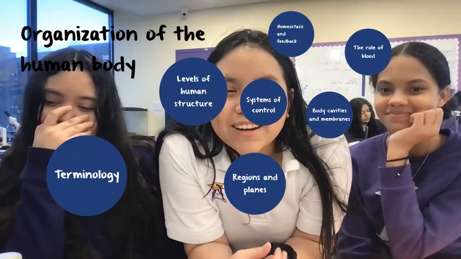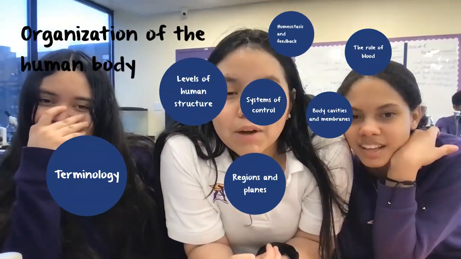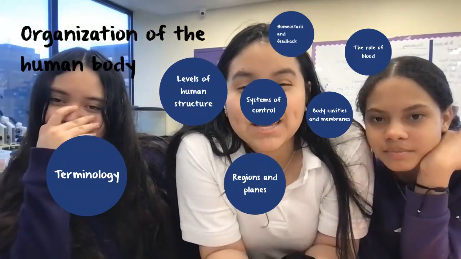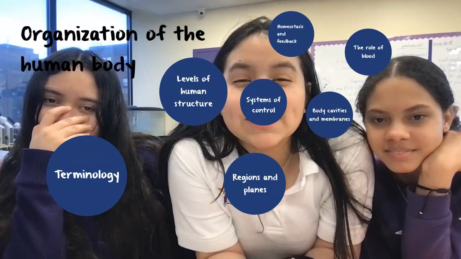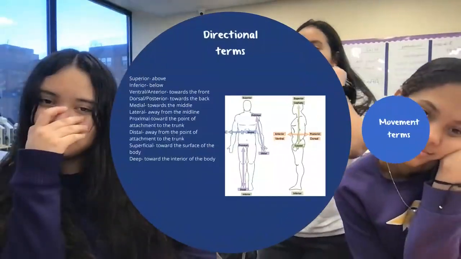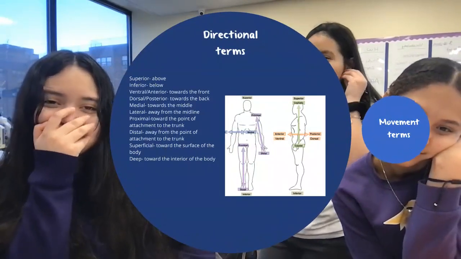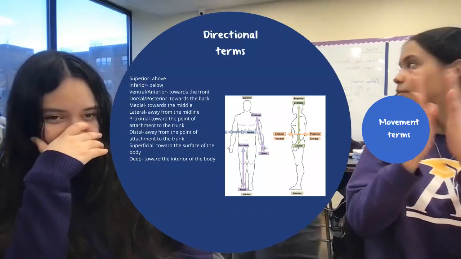System of control. Body. The role of blood. Regions and planes. Body activities and membranes. Good. Homeostasis and feedback. Are you recording this? Yes, because it helped. I couldn't get it in Spanish. Nobody sees it but me and Mr. Cheatham. That's it.